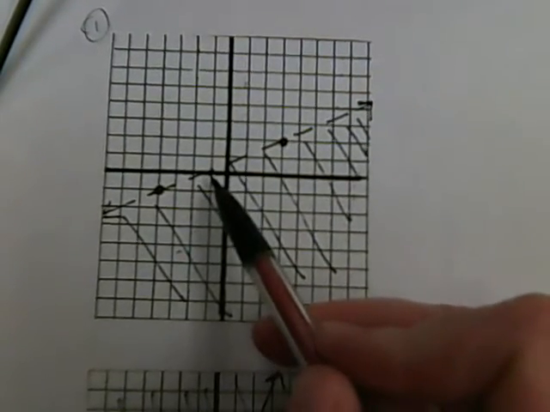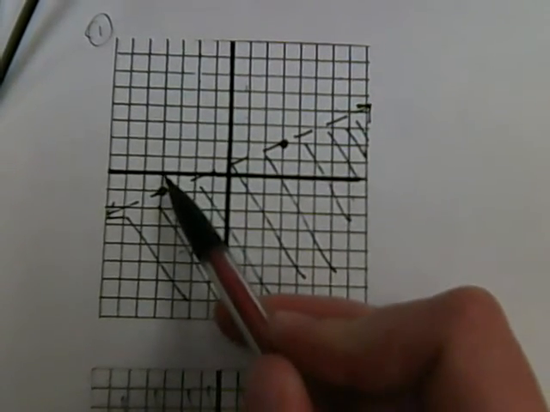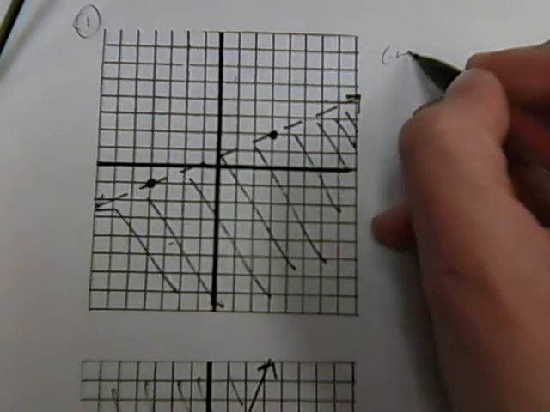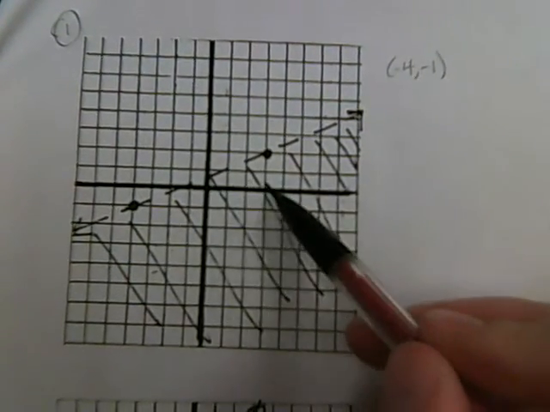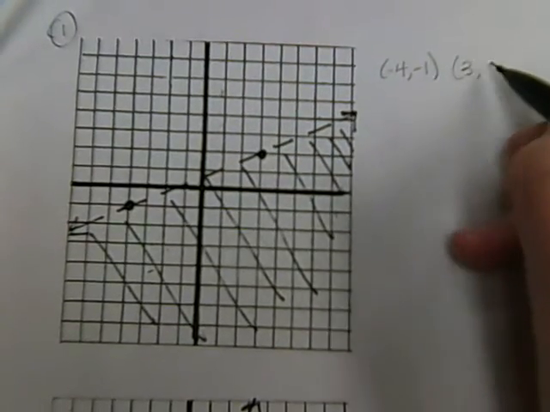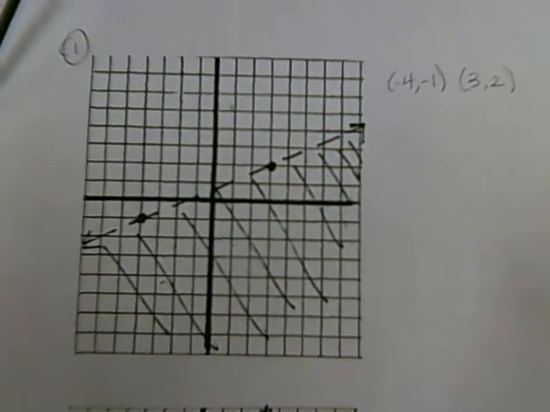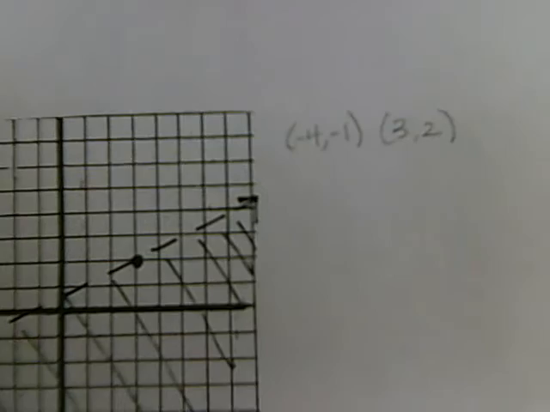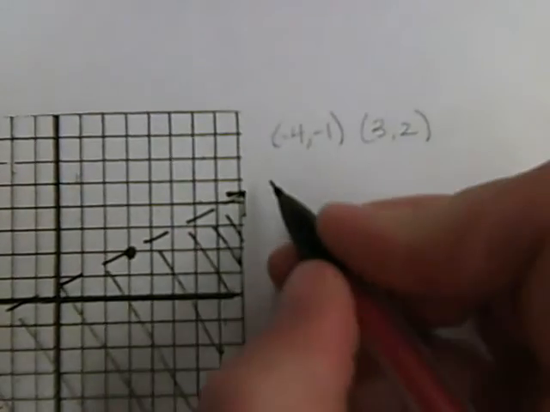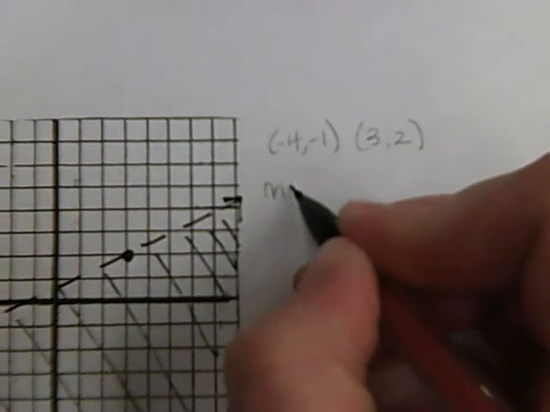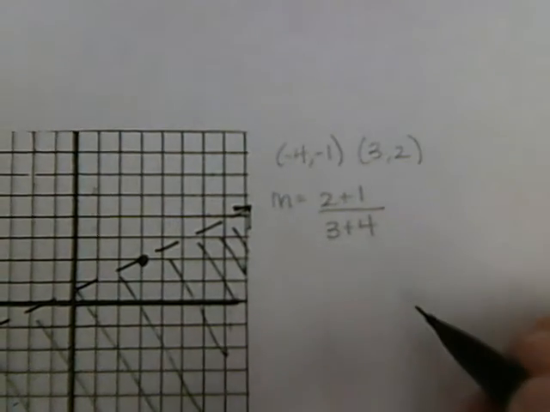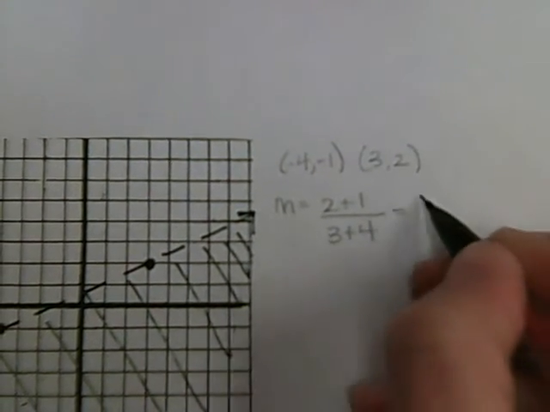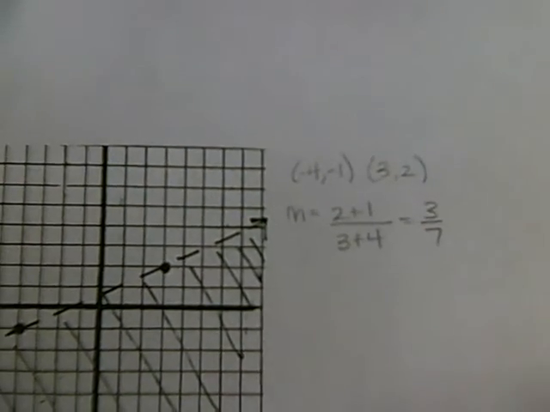So I have 2 points, 3, -4, -1, and then I have 3, 2. Okay, and so I'm going to find the slope here, which you guys know how to do. We've been doing this all chapter long. Okay, 2 plus 1, 3 plus 4 gives me 3/7 for a slope.